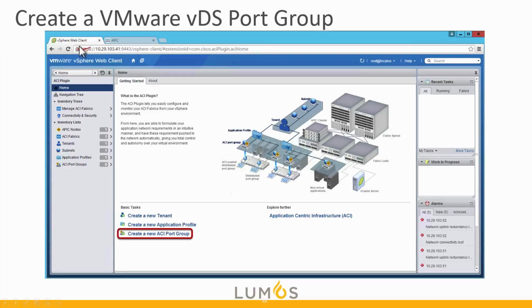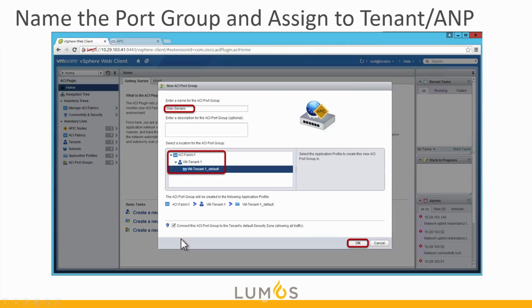So back in the web client, I could now create an ACI port group, and as I do so, I give it a name, whatever I choose, an optional description, and I choose not only which fabric, which tenant, but which application profile, because I can create multiple APs or ANPs. And once I say OK, now I can also say connect this ACI port group to the tenant's default security, basically allowing all traffic. And we have a separate section up here that we're not going to go into now, but we'll take a look at in the demonstration portion for connectivity and security.